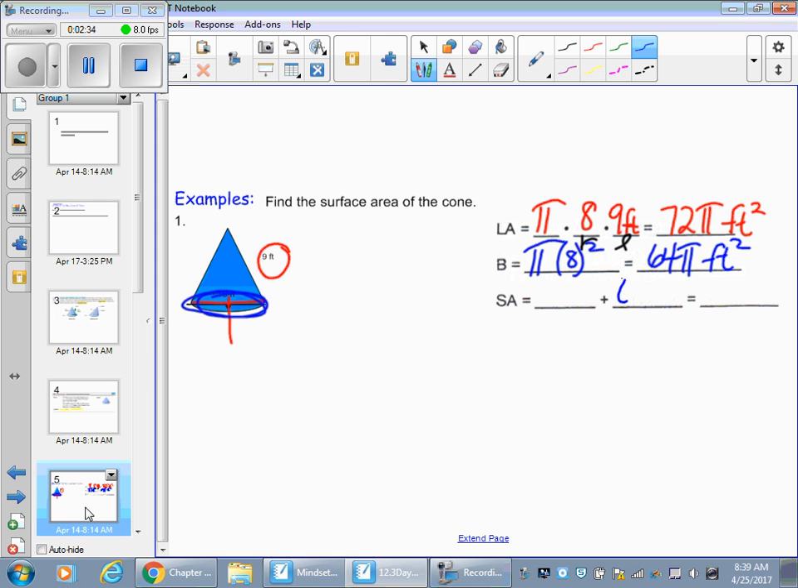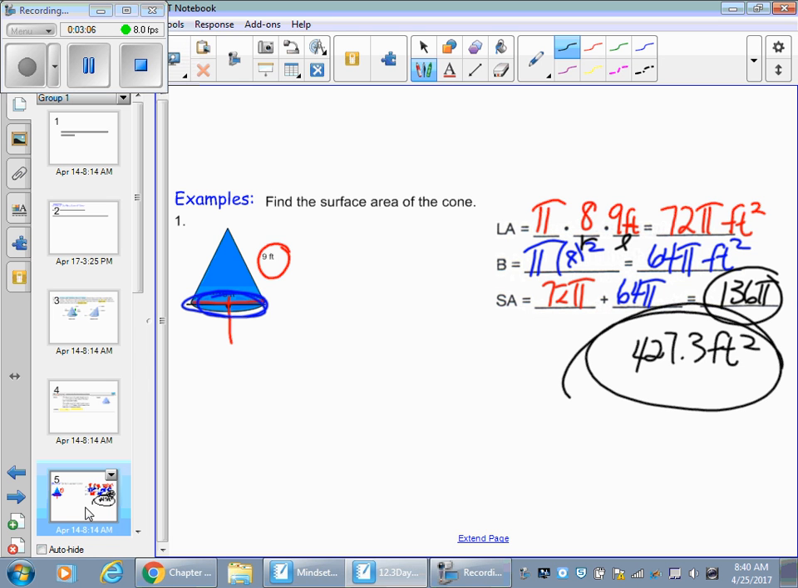So now we're just going to put the base in here, and the lateral area. When I add all that together, I end up with 136 pi. And when I type this into my calculator, I end up with 427.3 feet squared. That's the final answer.